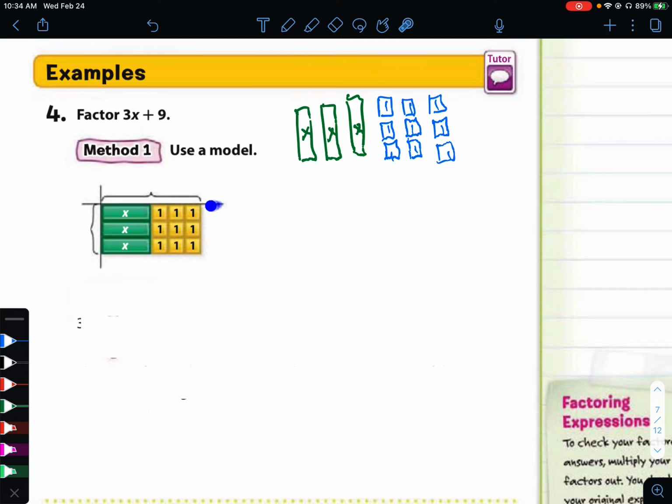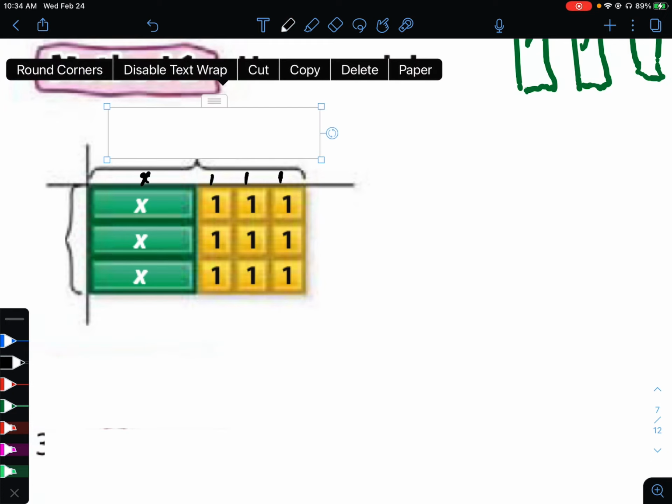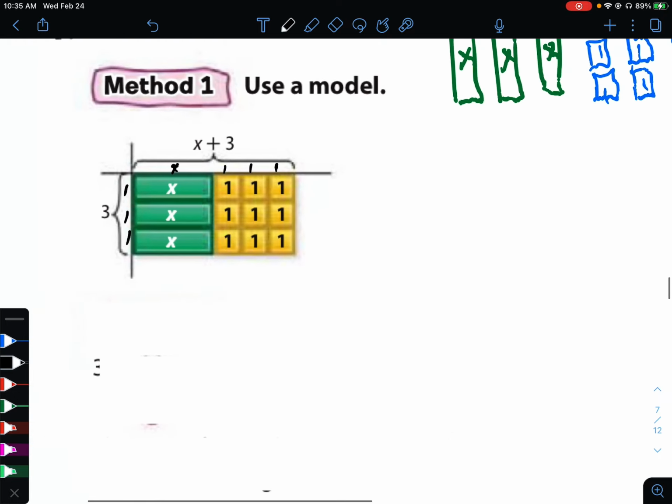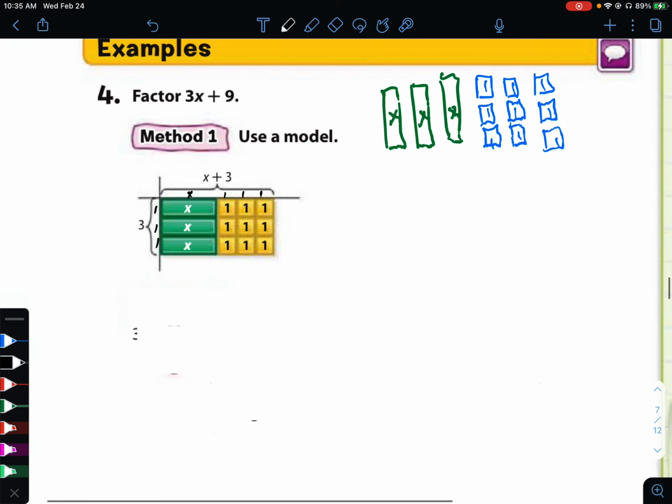Now, if I find the length of my rectangle, remember that this is x, and that's 1, 1, and 1. So therefore, this is x plus 3. On the side here, we know that this is 1, 1, and 1. So 1 plus 1 plus 1 is 3. So this is simply 3. So using a model, we know that the factors of 3x plus 9 is equal to 3 times x plus 3, length times width.